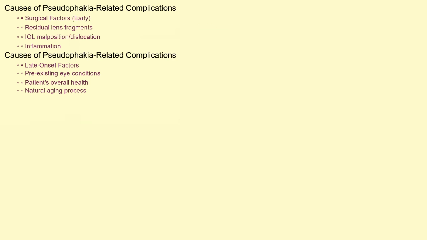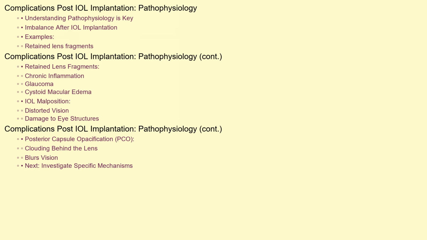The causes of pseudophakia-related complications are varied. Some are directly related to the surgery itself, such as residual lens fragments, IOL malposition or dislocation, or inflammation. Other complications can arise later due to factors like pre-existing eye conditions, the patient's overall health, or even simply the natural aging process. We'll be exploring these causes in more detail as we go along, highlighting both early and late onset issues.